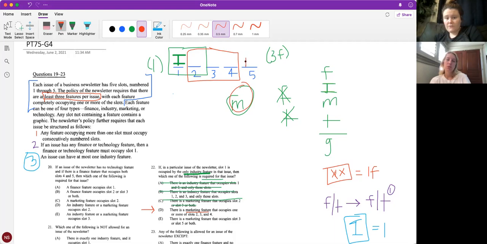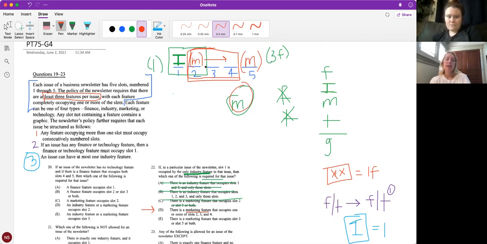Right. And so we can for sure put 1 here and it can be its own feature, but we have to have another marketing feature somewhere and it has to go in one of these. Technically it could go in any of these, but it has to be in at least one of them to get our 2 marketing features. So we have our 3 features total.